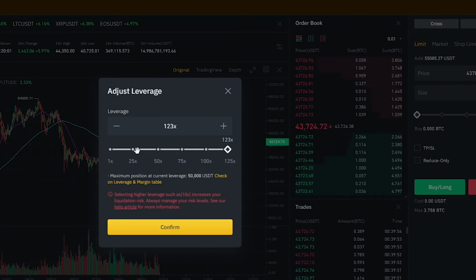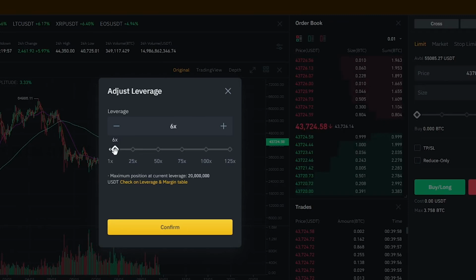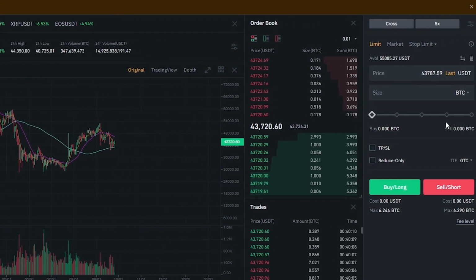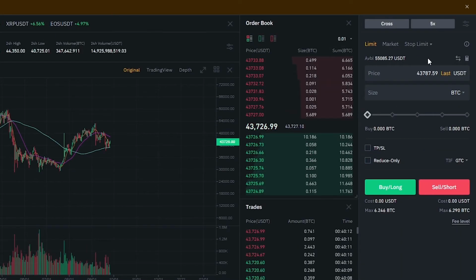So the max leverage I ever use is 5 times. That would probably be the super maximum I would use. Most of the times I'm using 2 or 3 times leverage. I'll leave it at 5 times here for now. Let's go to 5 times, hit confirm. And you can see my current balance over here.